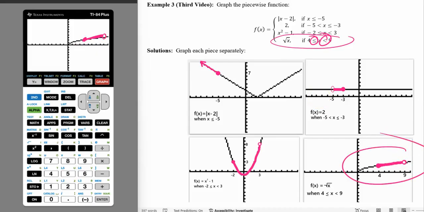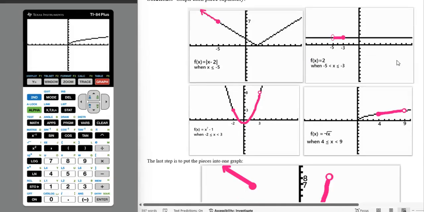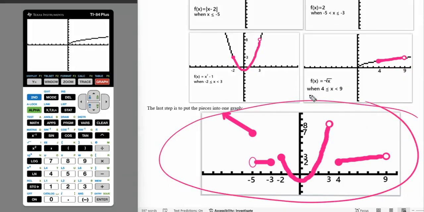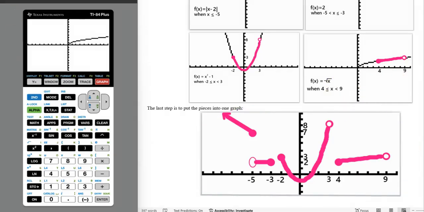So I've graphed the pieces individually, and then the very last thing is you put all those pieces on the same graph. So if you were told to graph that piecewise function, then this is your answer. Okay. So I'm going to stop the video there.